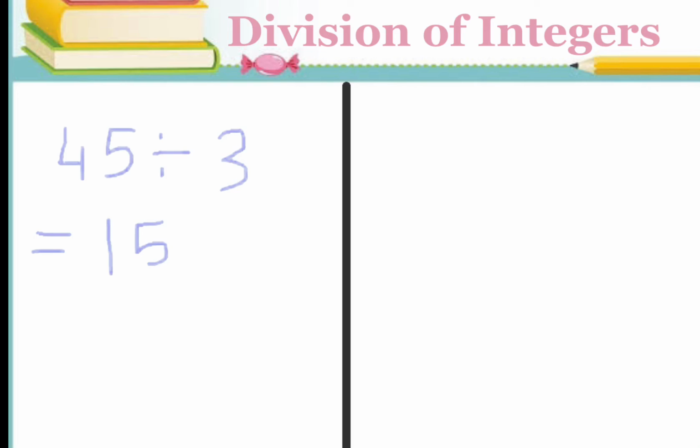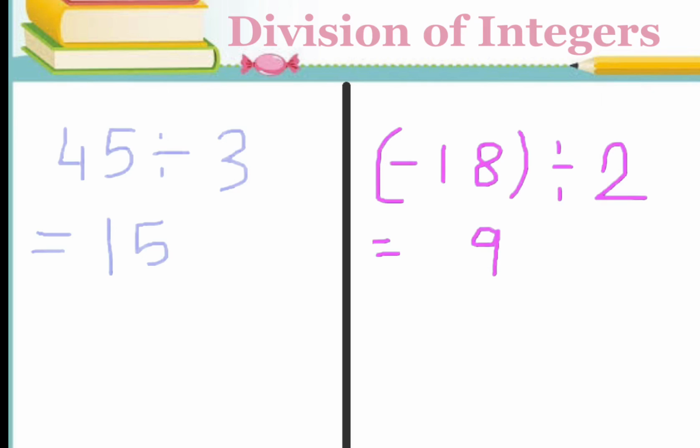For example, the next question asked to you is minus 18 divided by 2. First if we divide it, we will get 9 as the answer. As you can see here, this is a negative integer, that is minus 18, and this is a positive integer, that is 2. So our answer will be minus 9 here, because minus with plus is minus, as we have learnt before also.